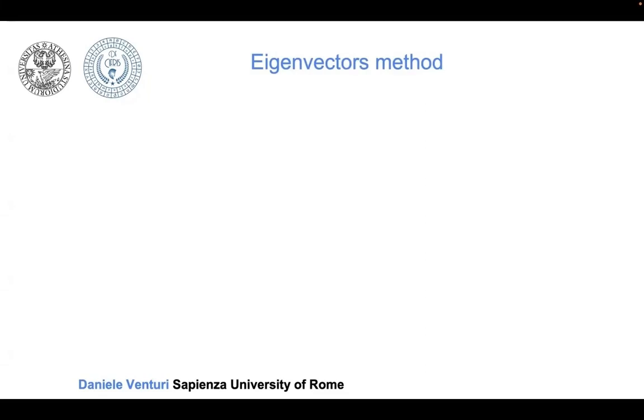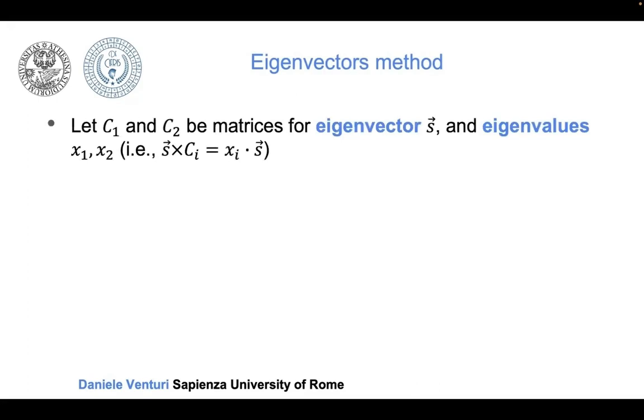This follows a very natural idea, which is called the eigenvector method. This was the basic idea of the Gentry-Waters construction. Think of any two matrices, C1 and C2, and think of the standard eigenvector-eigenvalue relation. S is the eigenvector, and x1 and x2 are the eigenvalues, which means if you multiply S times Ci, you get Xi times S. S is the eigenvector, X is the eigenvalue.